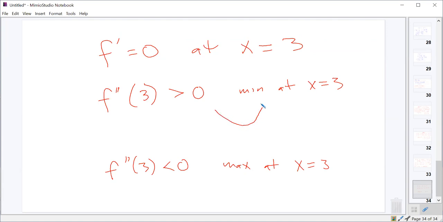So the only thing we could have at a place where we're concave up is a min. And if the function is concave down, the second derivative less than 0, the only thing we could have at that point is a maximum. That's called the second derivative test.